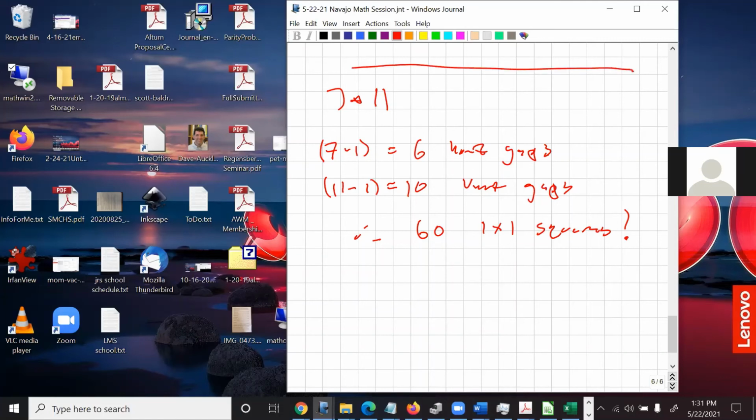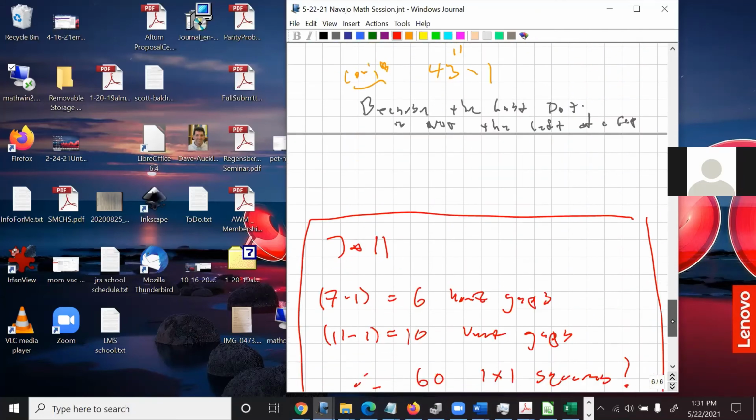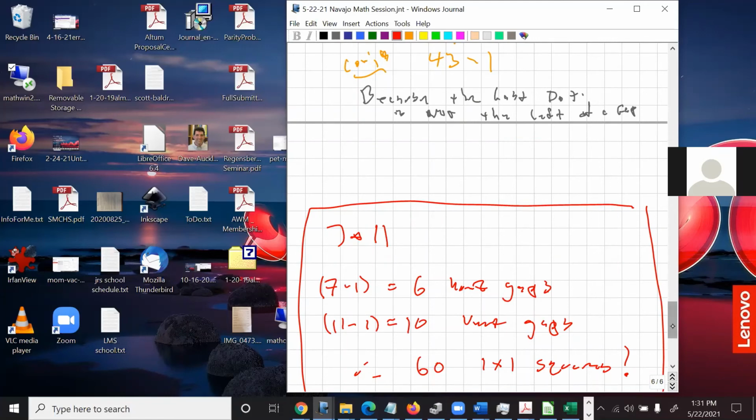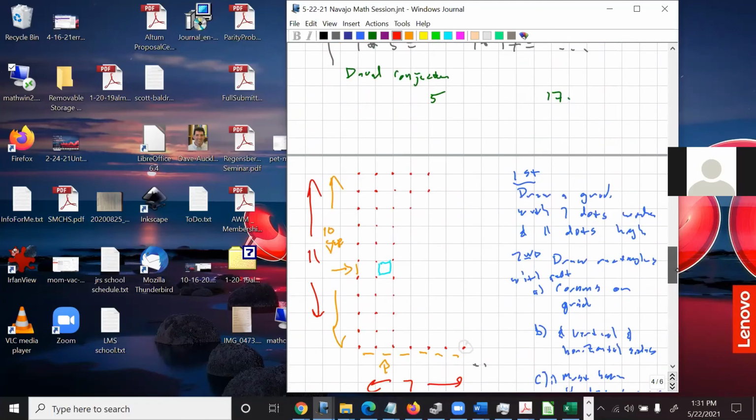We've just discovered something. When we're doing the 7 star 11, we have to compute the number of 1 by 1 squares. We're now going to also have to think about the number of 1 by 2 squares and the number of 2 by 1 squares. I'm beginning to think we're not going to finish this. In fact, I'm rather sure. But this is a great starting point.